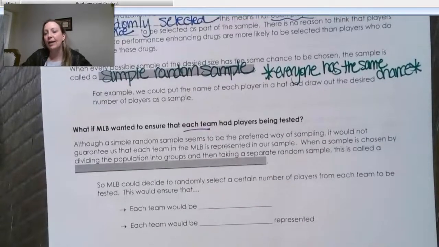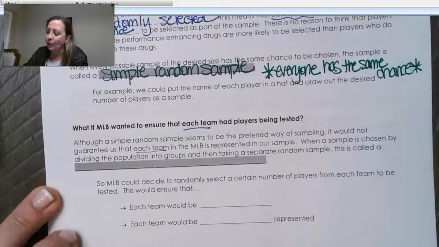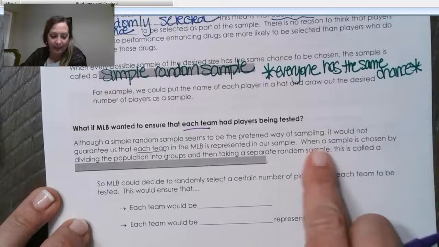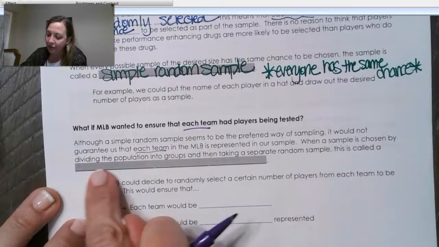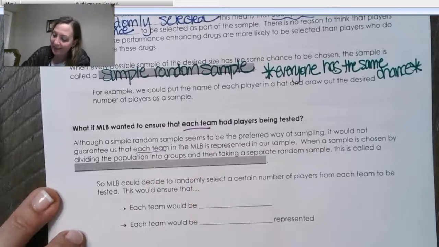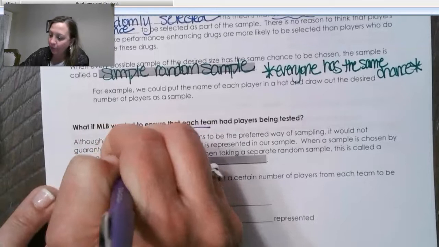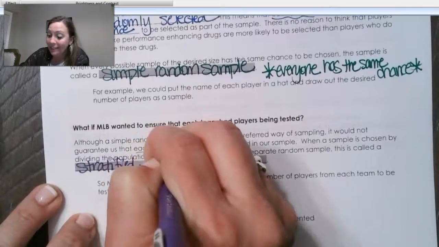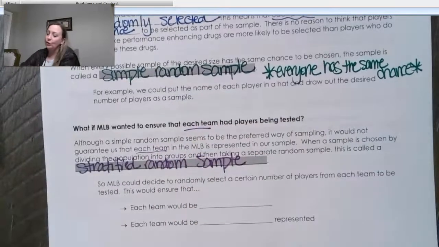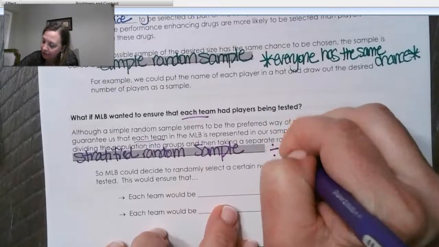So if we wanted to make sure that each team is represented, we could have a different type of random sampling. When a sample is chosen by dividing the population into groups and then taking a separate random sample, this is called a stratified random sample. So it's still a random sample, it still has that validity, but what we're doing here is that we're dividing it into subgroups first.